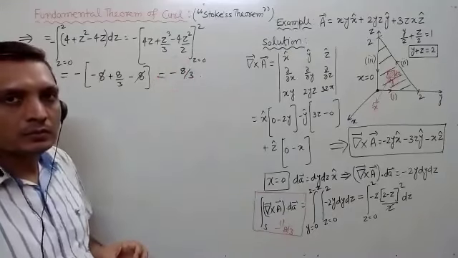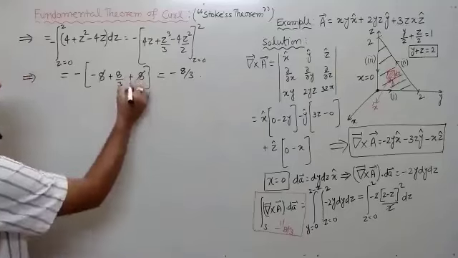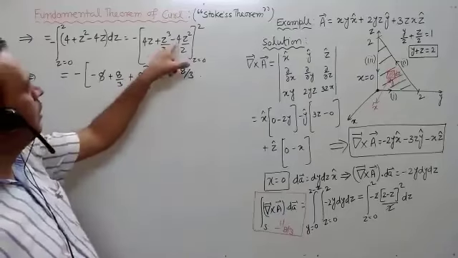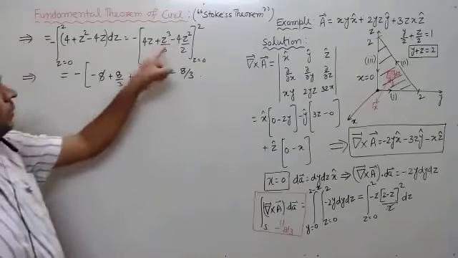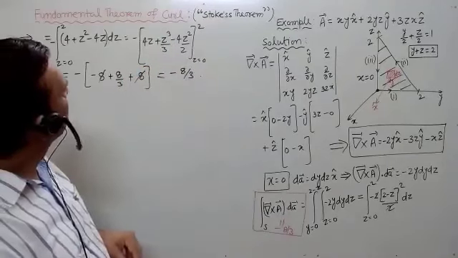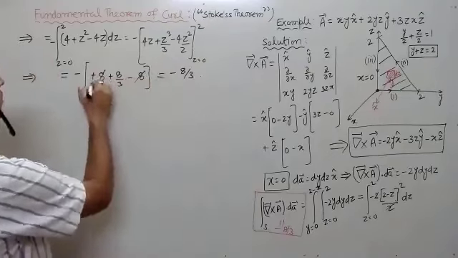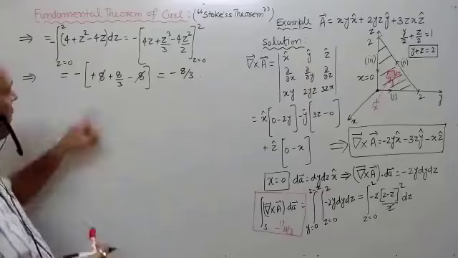Sir, how minus 8 and minus 8 cancels out? It should be plus 8. Yes, the first minus is outside the bracket, so this will be plus 8. Yes, this is plus 8.